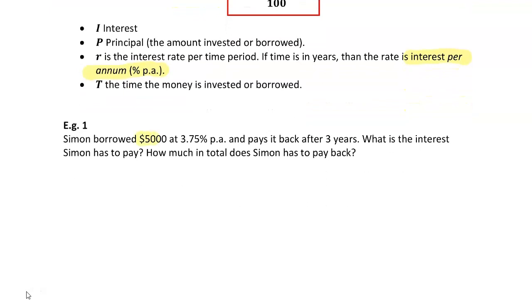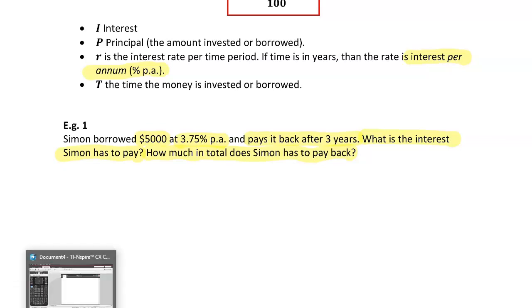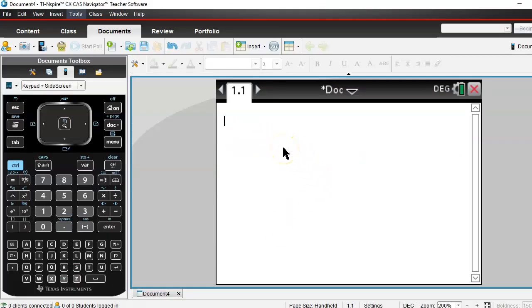Simon borrowed $5,000 at 3.75% per annum and pays it back after 3 years. What is the interest that Simon has to pay? And how much in total does Simon have to pay back? Okay, so first off, let's look at what is the interest Simon has to pay. So I'll bring up my calculator. So the interest rate was 3.75%. So, and he borrowed, the principal was $5,000.